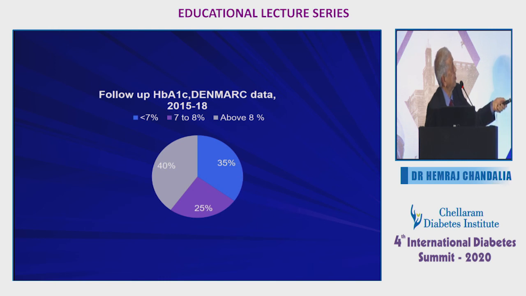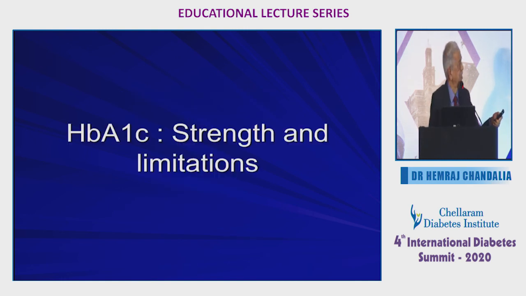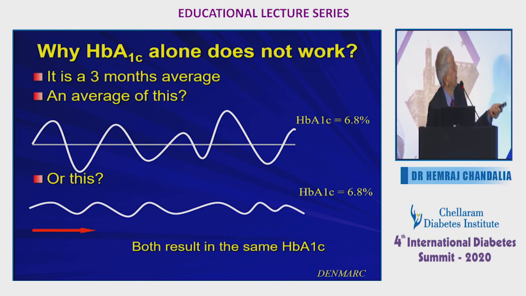Now we are going to 60, 65, 60% very well controlled. Why this is happening is because of the introduction of DPP-4 inhibitors, SGLT2 inhibitors, and GLP-1 RAs in the therapy. 3 very, very effective therapies which do not cause hypoglycemia.